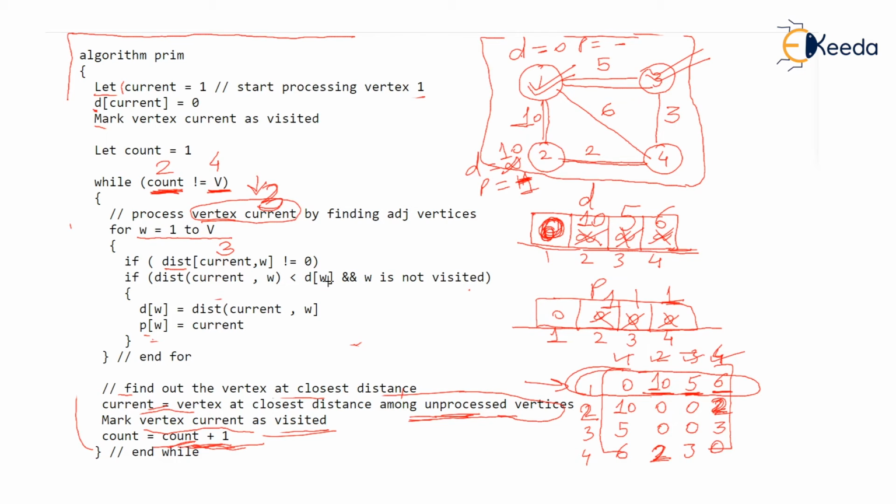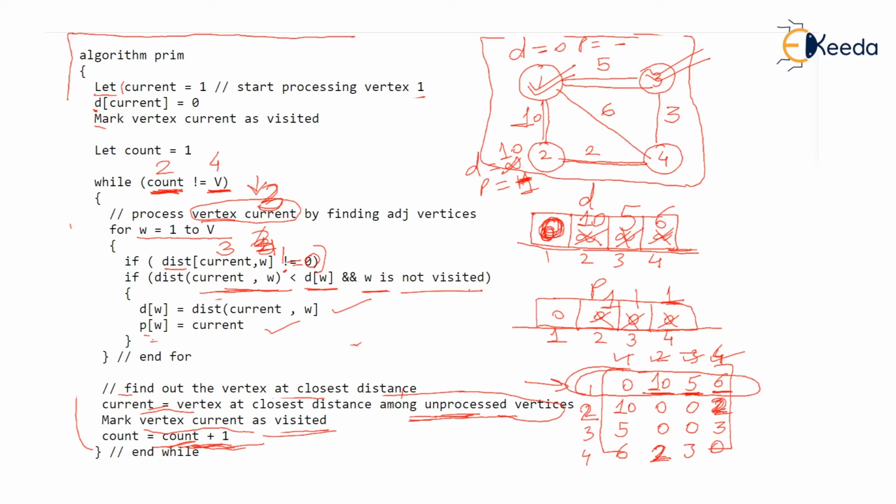You're taking the third row and column 1, column 2, column 3, column 4. So you are checking 3 comma 1, 3 comma 2, 3 comma 3, 3 comma 4, and you are seeing who are the neighbors. Current and W will be neighbors only if the distance is not equal to 0. If the distance is 0, then they are not neighbors, isn't it? And then we compare the distance of current and the neighbor with dw, and only if w is not visited, we will update dw and pw.